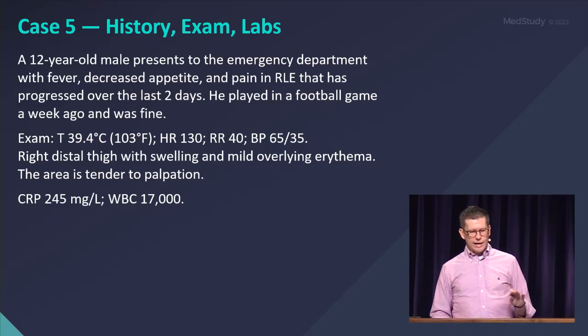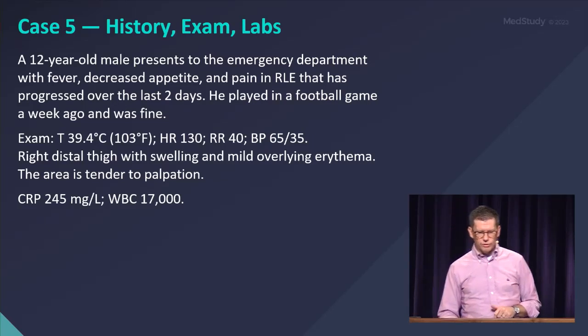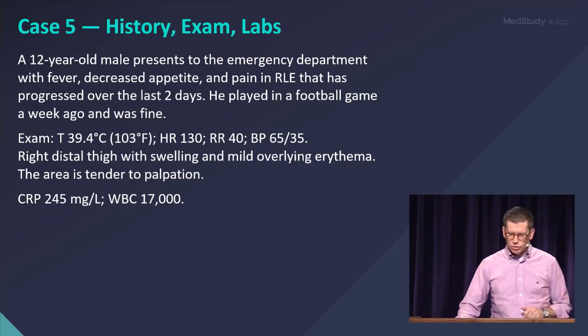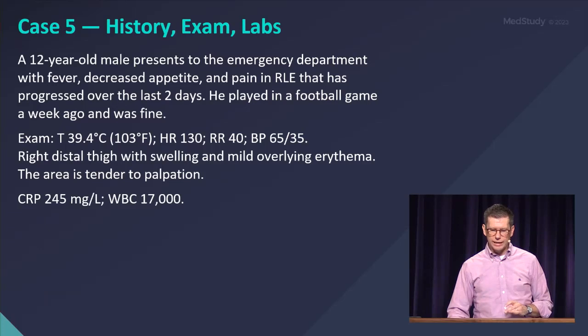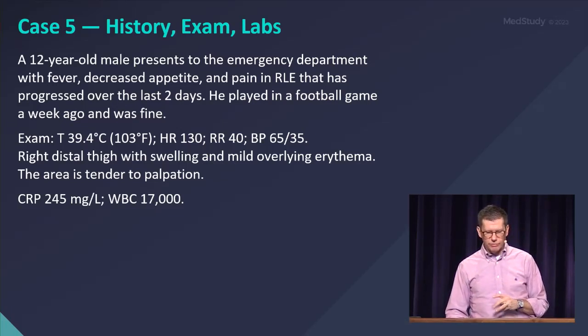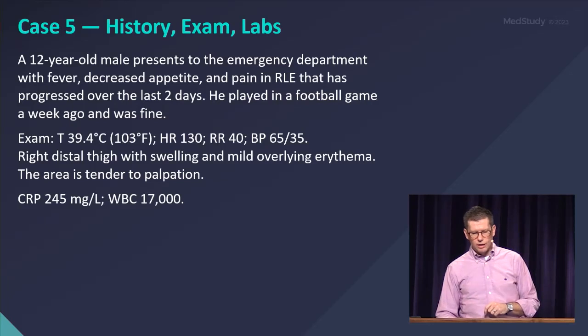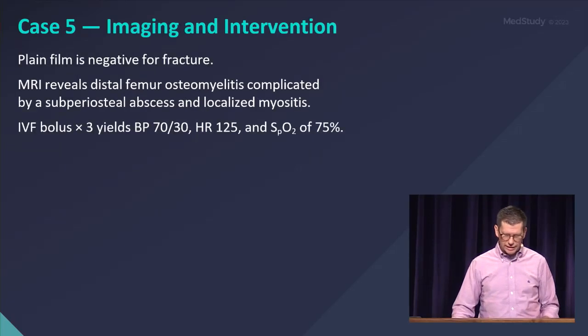A 12-year-old male comes to the ER with fever, decreased appetite, and pain in the right lower extremity that has progressed over the last 2 days. He played in a football game a week ago and was fine. Exam has a temperature of 103, heart rate 130, respirations 40, and blood pressure 65/35. He has right distal thigh swelling and overlying erythema, and the area is tender to palpation. He has a CRP of 245 and a white count of 17,000.